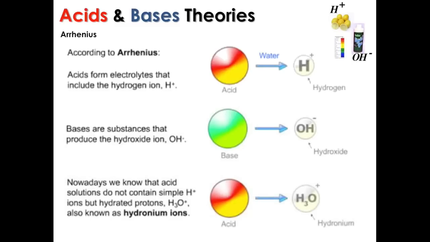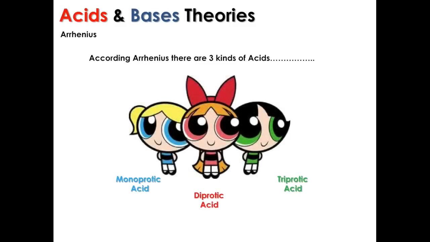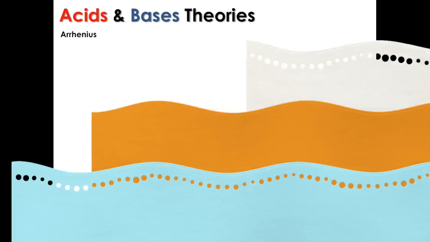Nowadays, we know that acid solutions do not contain simple hydrogen ions, but hydrated protons, H3O+, also known as hydronium ions. According to Arrhenius, there are three kinds of acids: monoprotic acid, diprotic acid, and triprotic acid.